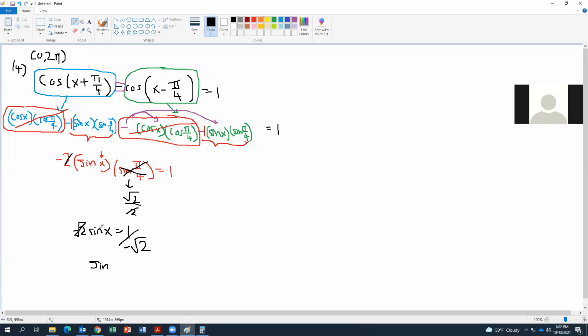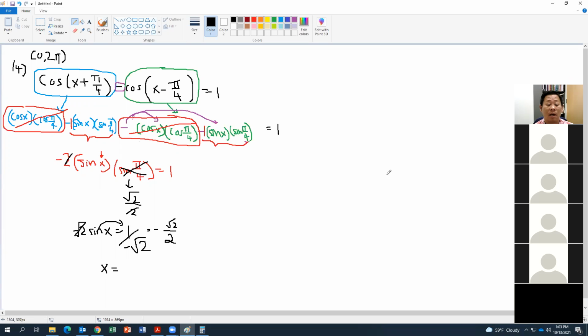And then move the sign. What happens when you move your sign? X equals 1 over -√2. Can you rationalize this? Yes. -√2 over 2. That's how we rationalize this.